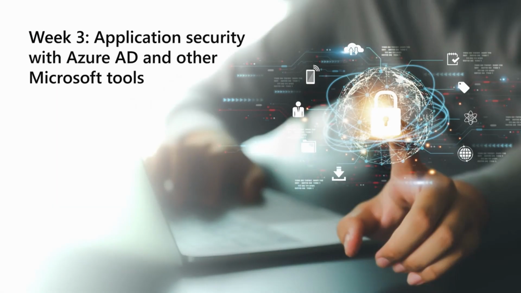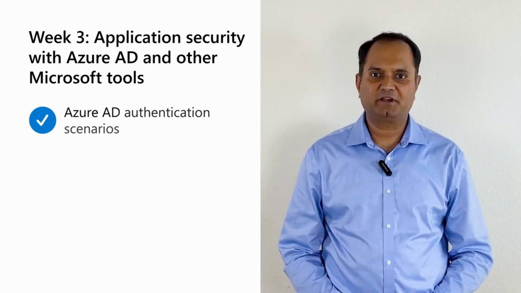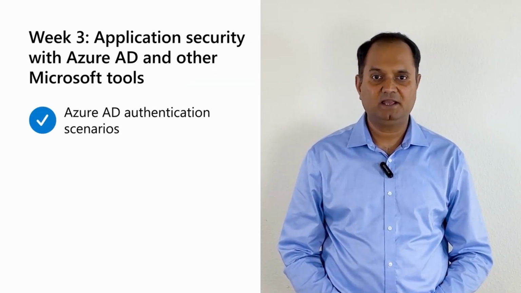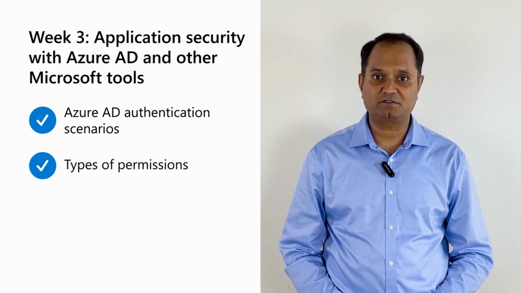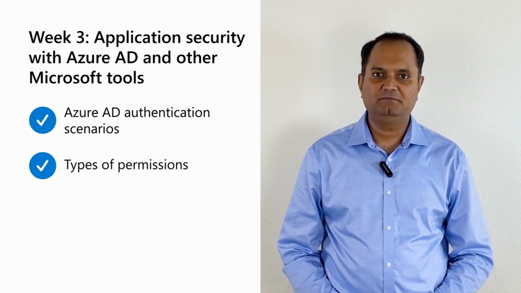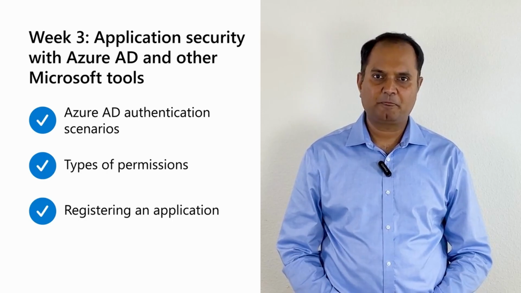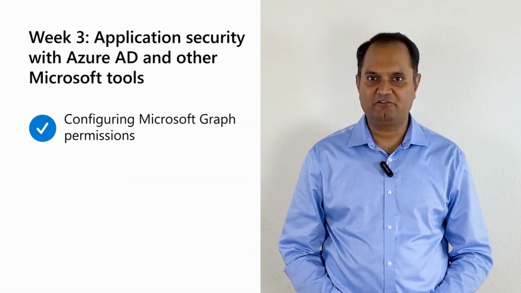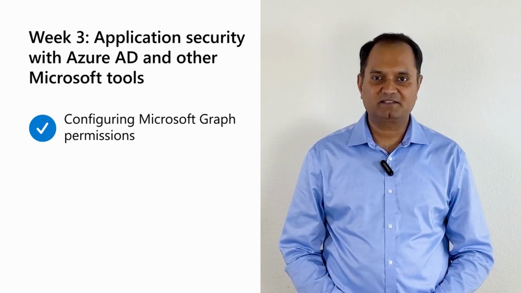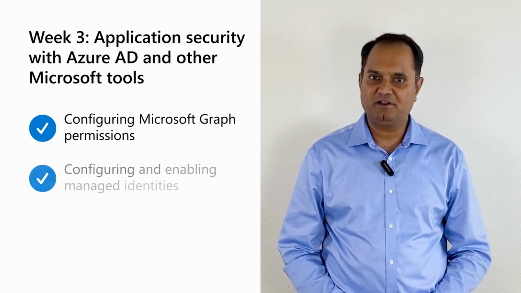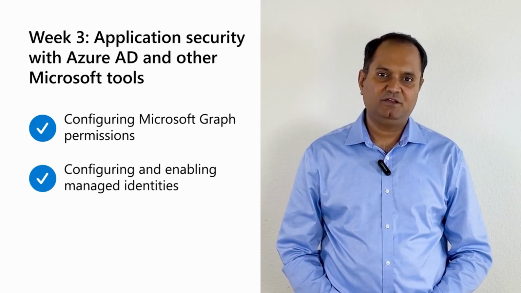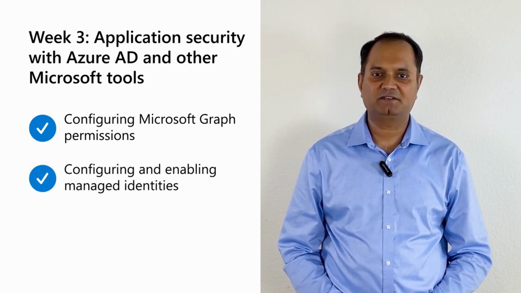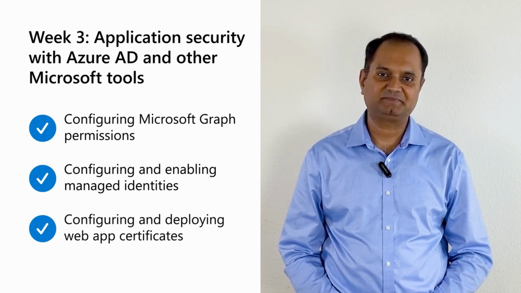Let's now look at week 3. This week, you will explore Azure AD authentication scenarios for different applications and the different types of permissions supported by the Microsoft Identity Platform. You will learn to register an application with app registration, create an Azure AD tenant, and configure an app registration. There's more coming your way. You will explore Microsoft Graph services and learn how to configure Microsoft Graph permissions. You will gain an understanding of managed identities and how to configure and enable managed identities. You will also learn about web app certifications and how to configure and deploy web app certificates.